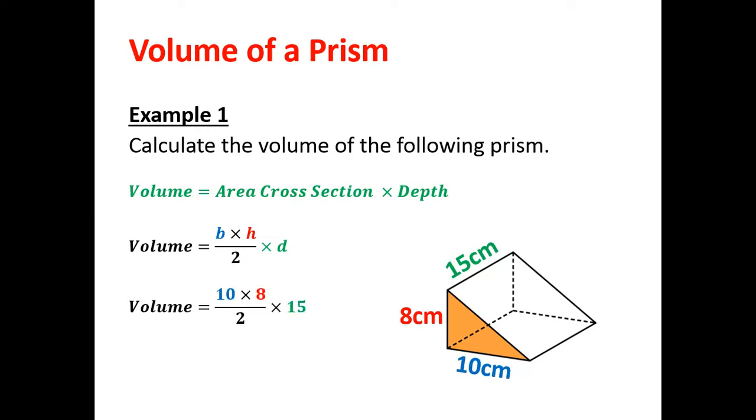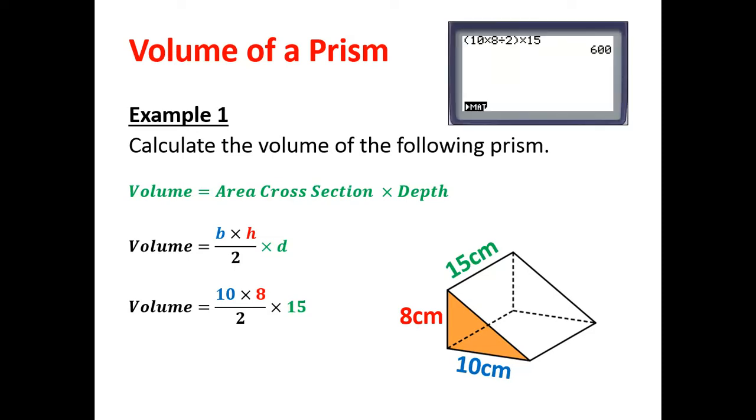So, the base is 10, the height is 8, and the depth is 15. We're going to go 10 times 8, all divided by 2, multiplied by 15. Let me grab my calculator. I'm going to use brackets and go bracket 10 times 8 divide 2, close bracket, and then I'm going to multiply it all by 15. I didn't have to use brackets, but I get an answer of 600. So the volume of this prism is 600 centimeters cubed.